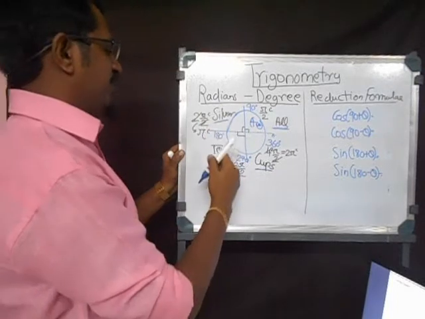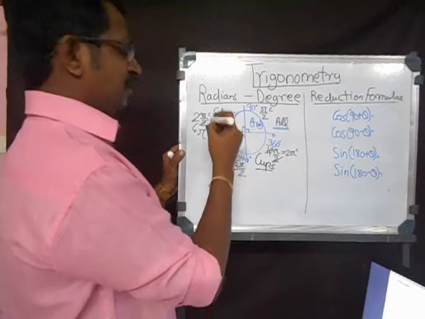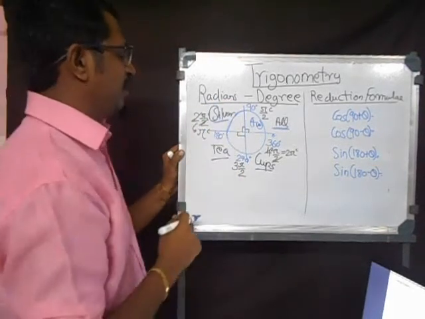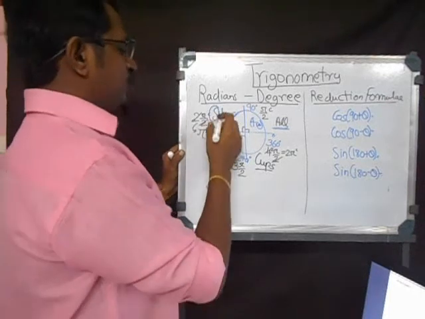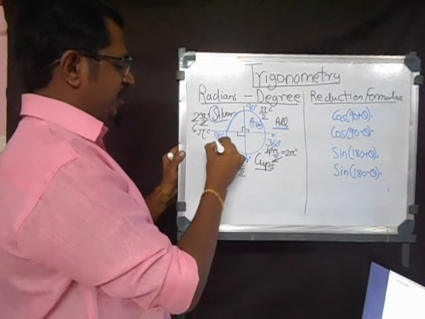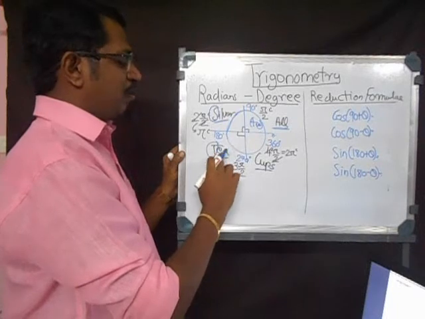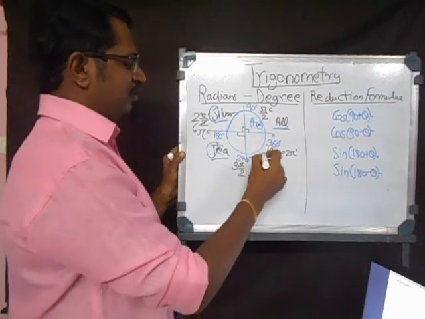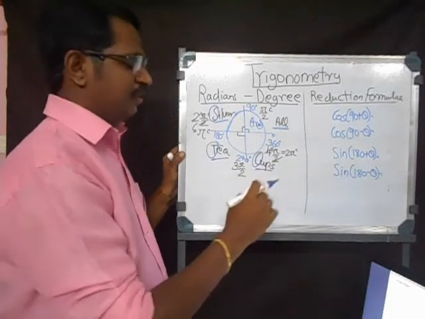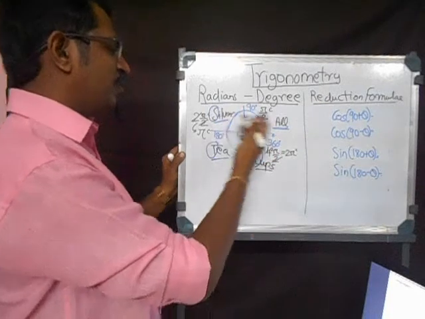Coming to the second quadrant, it is silver. That means S stands for sine. Sine and the opposite function, that is cosec, are positive here. Now coming to the third quadrant, here T, tan. Tan and cot both are positive. All else is negative. Coming to C, that is cos. Cos and the opposite function sec are positive. Rest all are negative. Let's see how it applies.